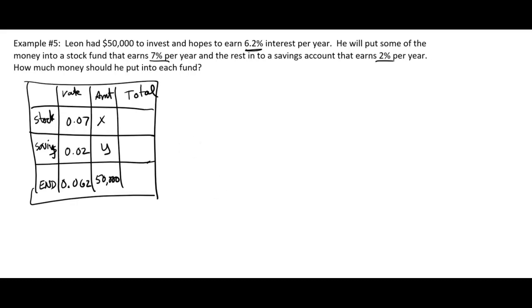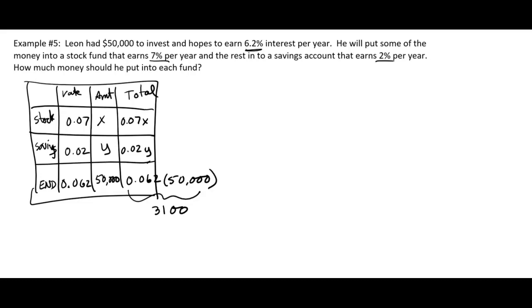So for the stock fund, he's going to make 7% times the amount that he invests. The savings, he's going to earn 2% on the amount that he invests. And in the end, he wants 0.062 times 50,000. We'll have to figure out what that number is. So I'm going to grab my calculator and go 0.062 times 50,000. And I'm getting that this part right here is 3,100.